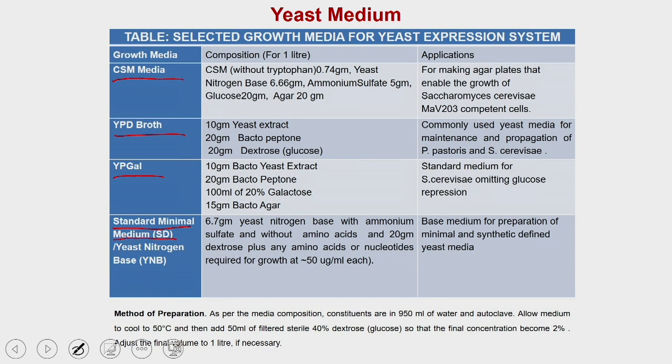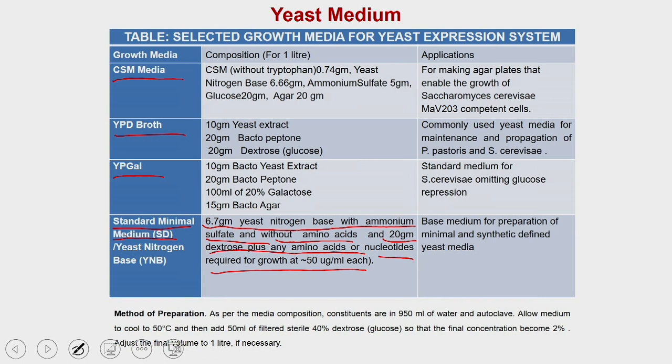Standard minimal media requires yeast nitrogen base with ammonium sulfate, without amino acid, and 20 grams of dextrose plus any amino acid or nucleotide required for growth at 50 microgram per ml. The preparation of yeast media is exactly the same as it was for the microbiology media.